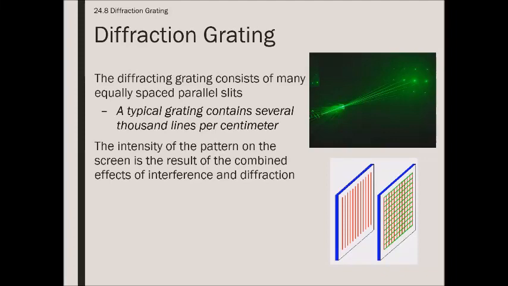So now we've done 2 slits and then 1 slit, and so what happens if we go the other direction and have a lot of slits? This is called a diffraction grating and creates a very interesting pattern of basically just dots.